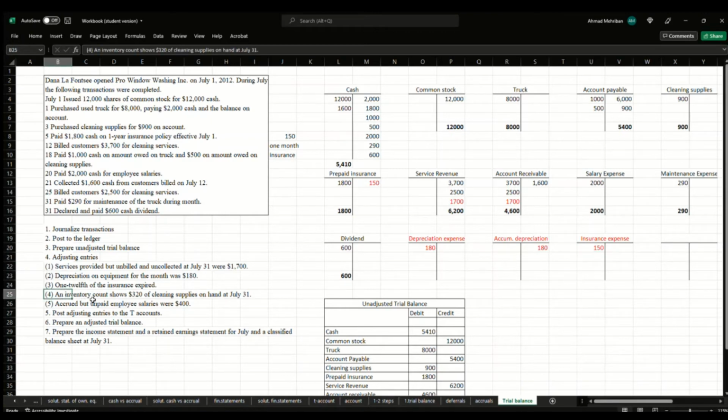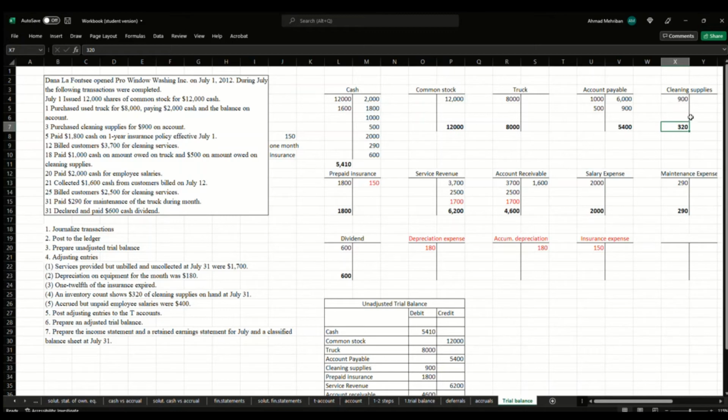Next, we have an inventory count that shows 320 of cleaning supplies on hand at July 31. So at the end of the month, they physically counted the supplies they have left in stock, and they found that the cleaning supplies balance is not 900 anymore, but 320. Clearly, there has been some change. How does the reduction in cleaning supplies happen?